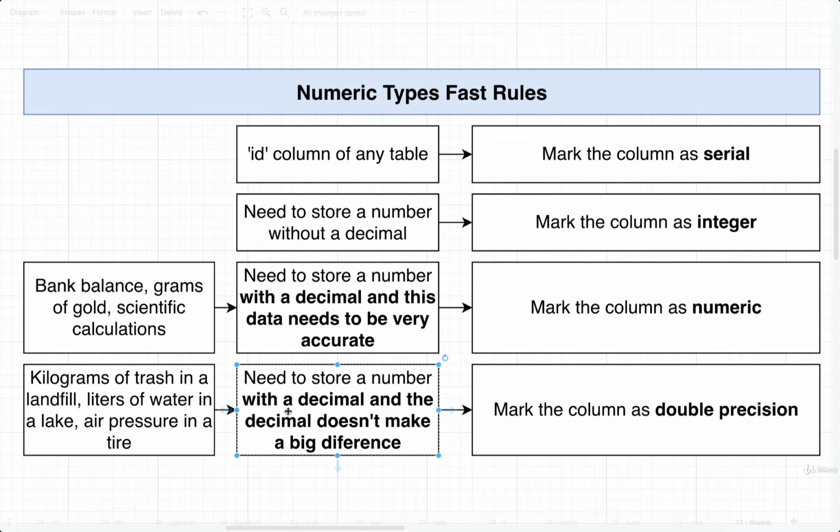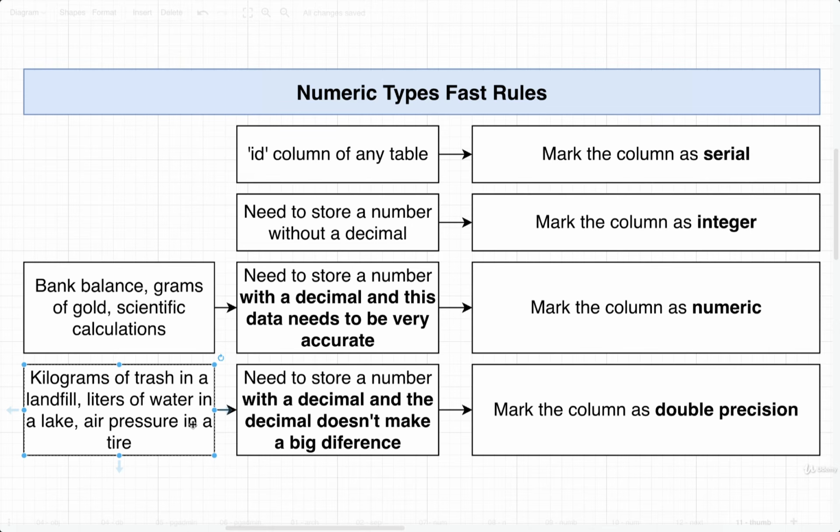Otherwise, if we're trying to store a number that has a decimal, and this number doesn't need to be very precise, for example, maybe the kilograms of trash in a landfill, or the liters of water in a lake. If we're trying to store, say, 2 million kilograms of trash in a landfill, does it really matter if we've got 2,000 kilograms or 2,000.1? The difference between those numbers is pretty negligible. It doesn't really matter in the context of kilograms of trash in a landfill. Chances are we measured the number of kilograms of trash inaccurately anyways in real life.